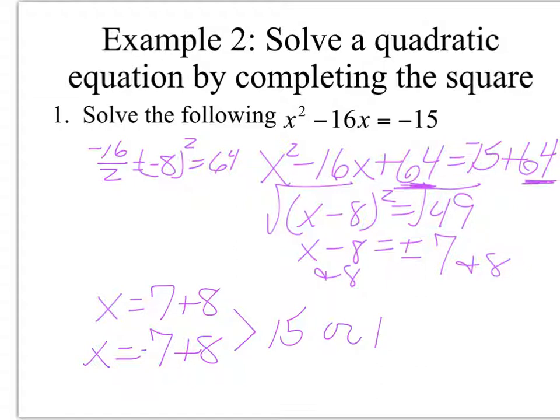And again, you can check these. You would need to check each answer individually in the problem itself. So you would do 15 squared minus 16 times 15 and hope that you end up with negative 15 on the left-hand side.